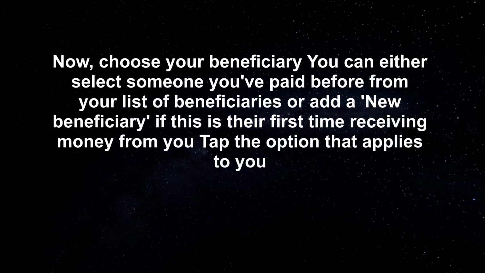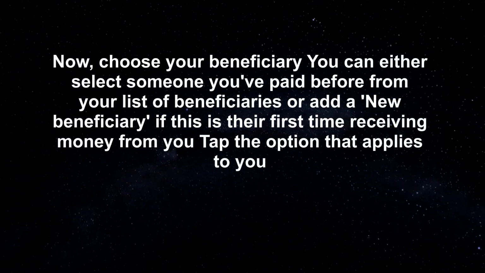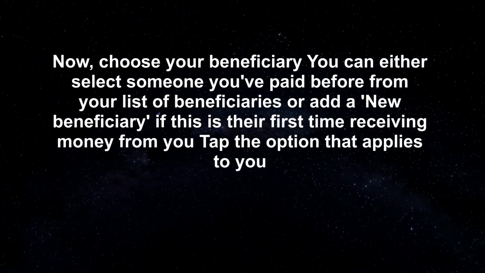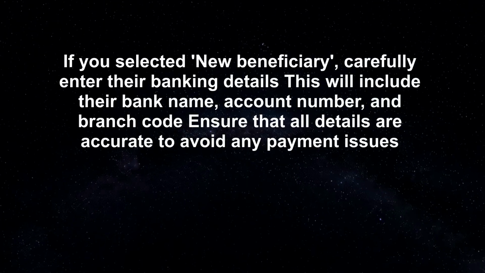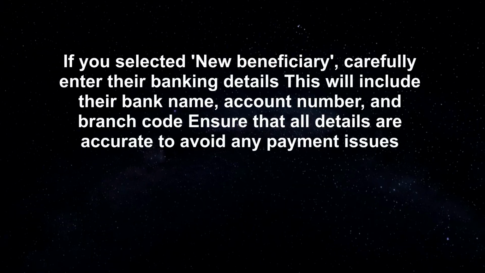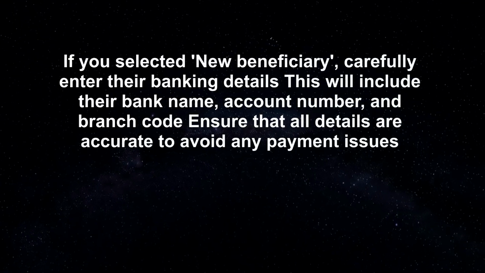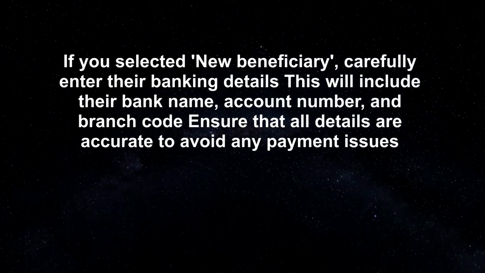Now choose your beneficiary. You can either select someone you've paid before from your list of beneficiaries or add a new beneficiary if this is their first time receiving money from you. Tap the option that applies to you. If you selected new beneficiary, carefully enter their banking details. This will include their bank name, account number, and branch code. Ensure that all details are accurate to avoid any payment issues.